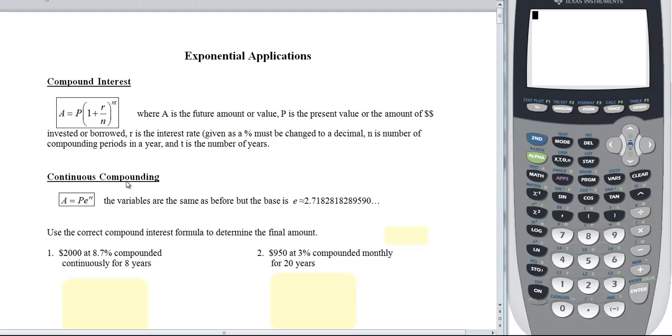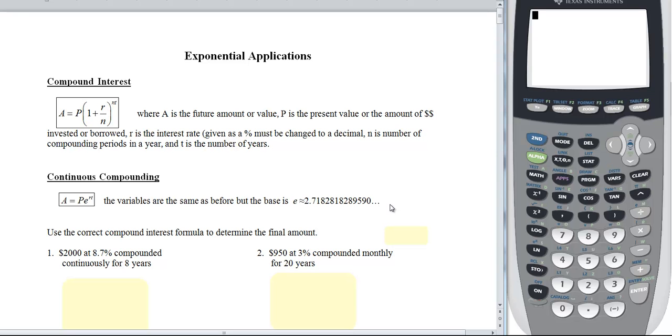The other one is the continuous compounding. I sometimes call this the PERT formula because there's a shampoo called Pert. It's just one way that you can remember it. A and P are the same variables, as are the R and T that we heard earlier. R again will be given as a percent, but you've got to change it to a decimal. Now E, my base here, is this number, and it is continuous. It does not end.